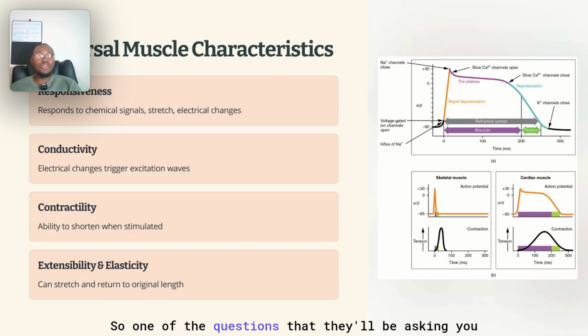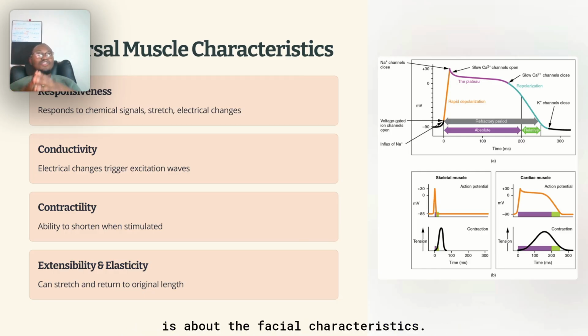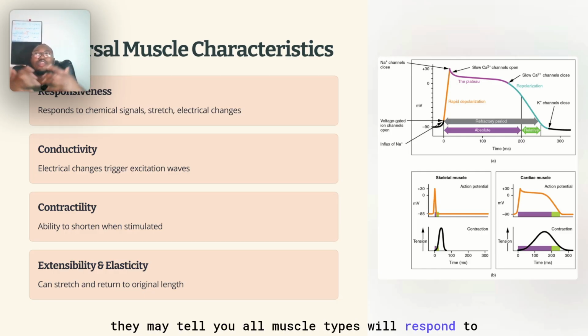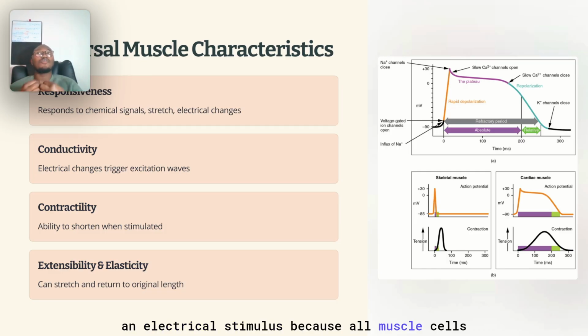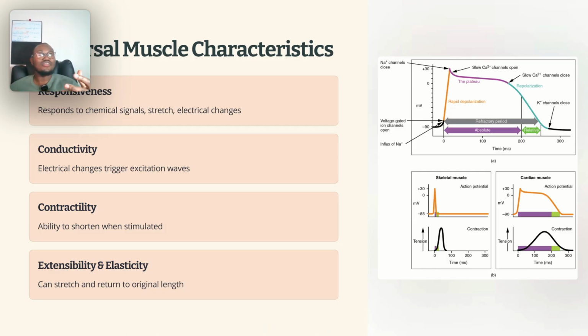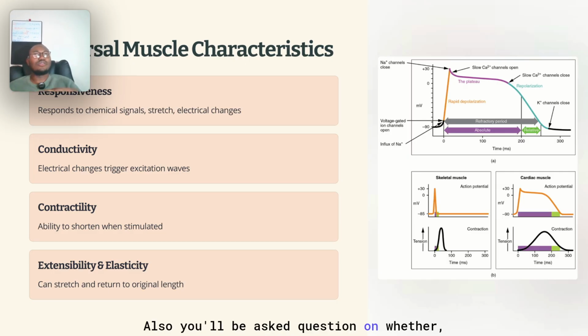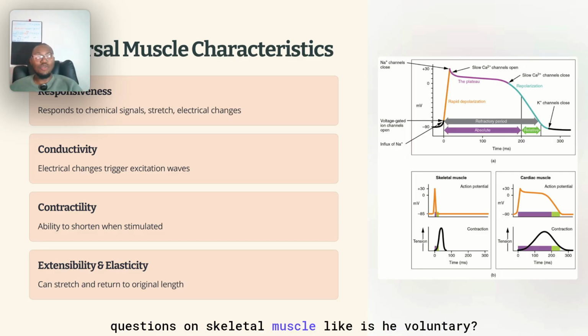So one of the questions that they'll be asking you is about muscle characteristics. For example, they may tell you all muscle types will respond to an electrical stimulus because all muscle cells are dash. Why do they respond to electrical stimulus? Because they are excitable. All right? Because you see options like, oh, because they can contract, because they are striated, because they are involuntary. No, but because they are what? Excitable.